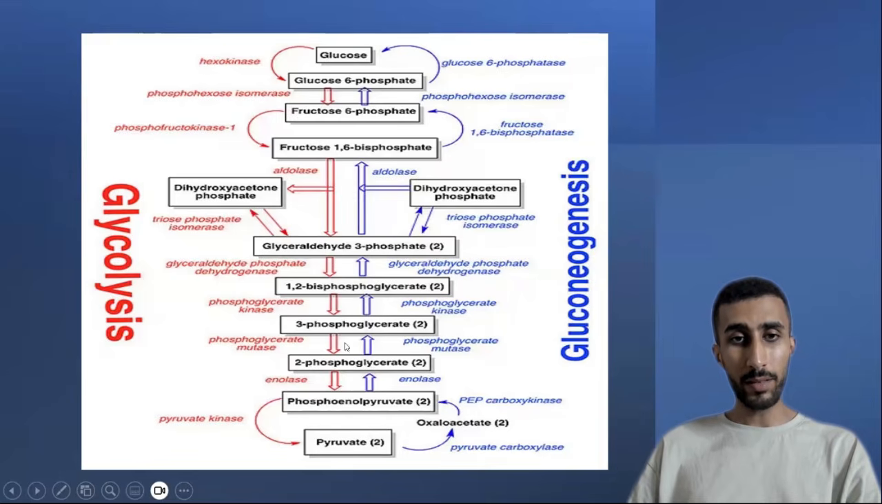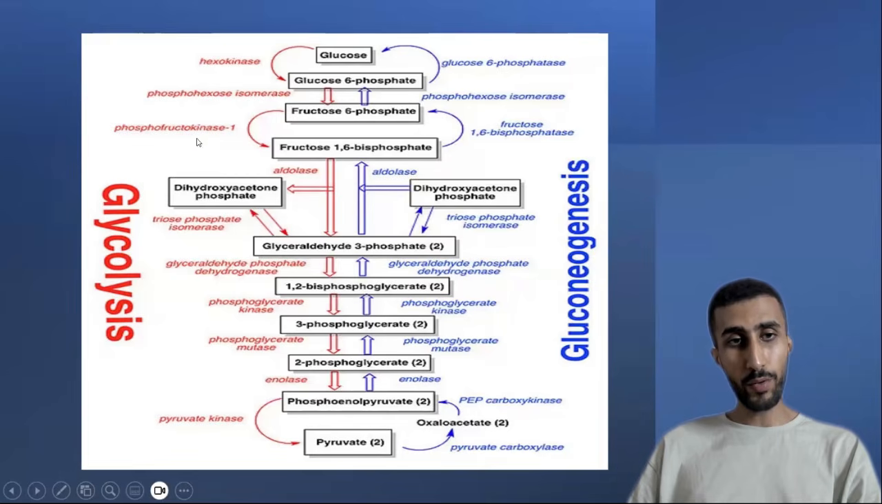So it is very high yield for you to memorize these three irreversible enzymes. You don't need to memorize all of the figure. You have to memorize hexokinase. This enzyme converts glucose to glucose 6-phosphate. It's an irreversible enzyme, a rate-limiting enzyme in glycolysis.